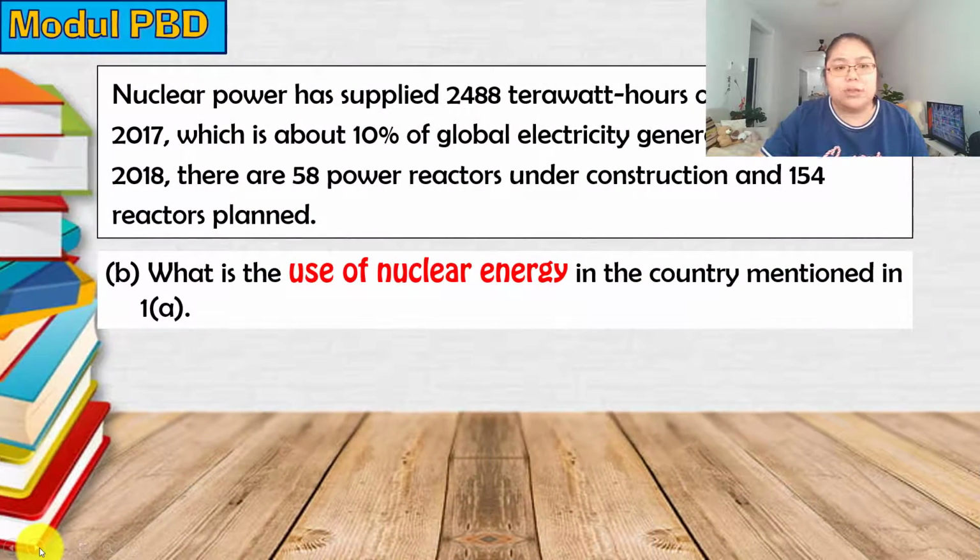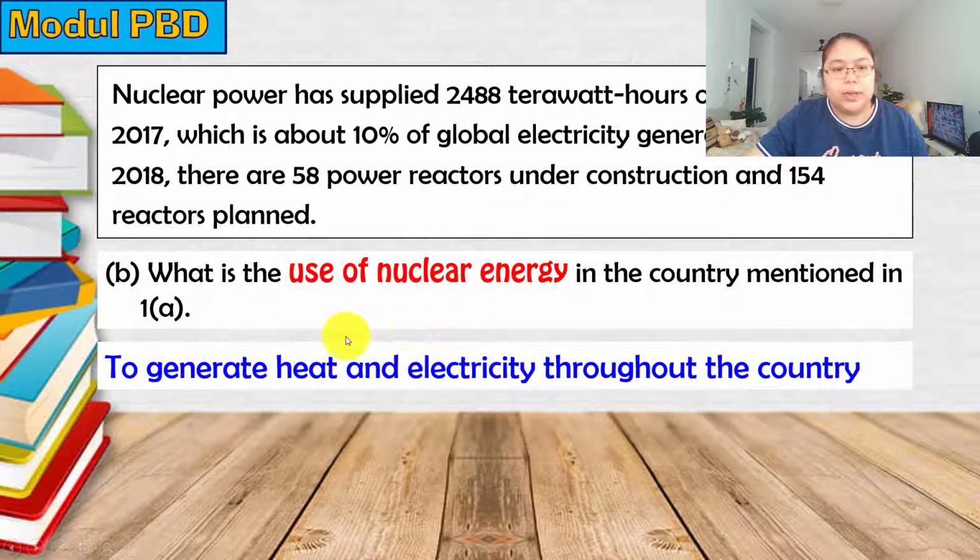Now we continue with question B. What is the use of nuclear energy in the country you mentioned just now? We know the power station produces nuclear energy. Actually, the important function is to generate electricity. So we check here. They want to generate heat and also electricity throughout the country.